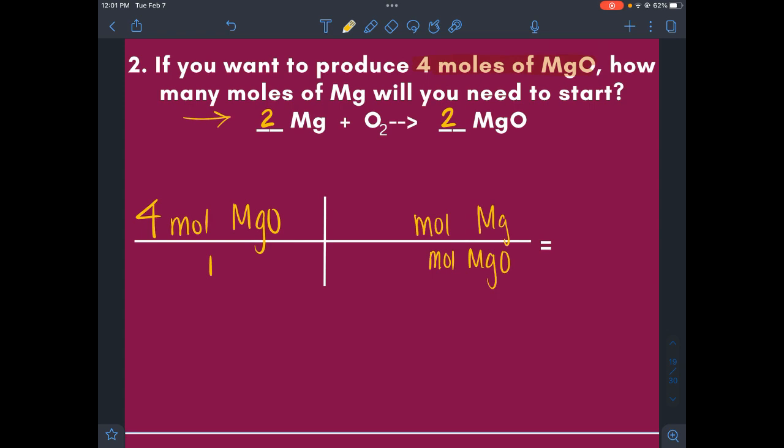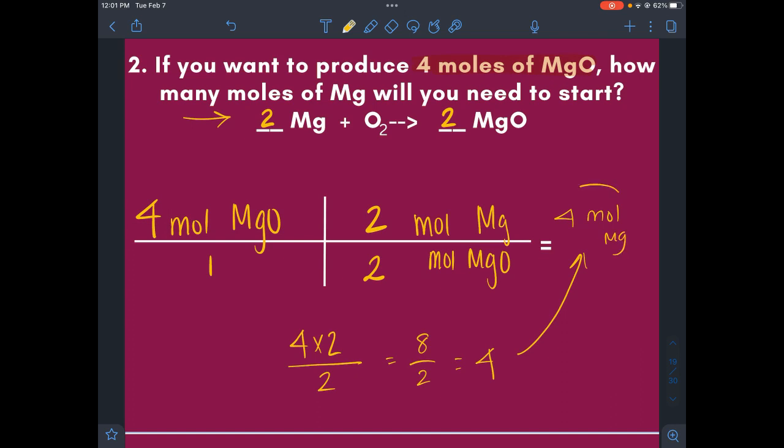All right, here it is. I said earlier, whenever we have moles over moles, what numbers do we use? The coefficients. So the coefficient for magnesium was a 2. Ooh, that's hard to read. A 2. And the coefficient for MgO was also a 2. Okay, so we're going to do the math here. Multiply across the top, that's 4 times 2. Divide by the bottom, that's divided by 2. So that's 8 divided by 2, and that's 4. So my answer is 4 moles of magnesium.